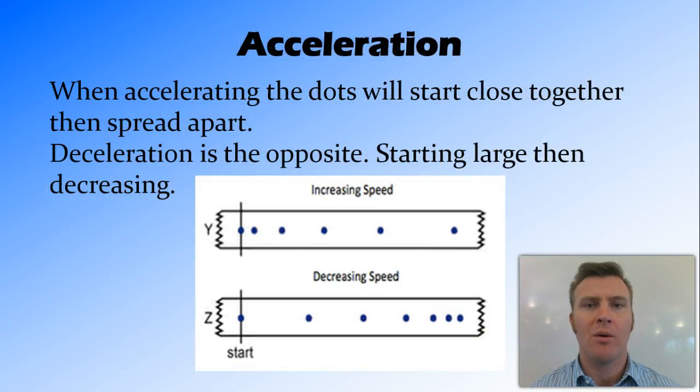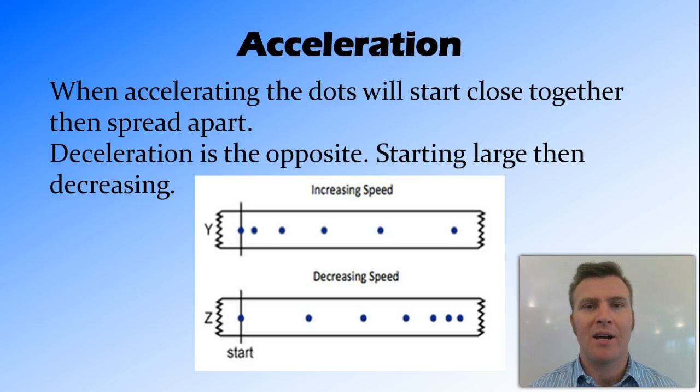We can also show acceleration on a ticker tape. When accelerating, the dots will start close together, so going reasonably slowly, and then spread apart till they're quite far apart, so traveling with a high velocity.